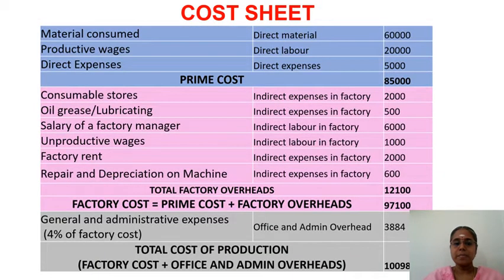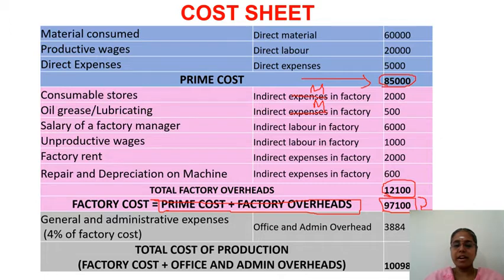We'll go to the next. So prime cost plus your factory overheads, which we have calculated, 85,000 plus 12,100, is your factory cost, which is 97,100. So see, you're getting the format of the cost sheet. First is prime cost, then you're listing all your indirect things here. So you're getting the factory overheads and you're getting the factory cost.